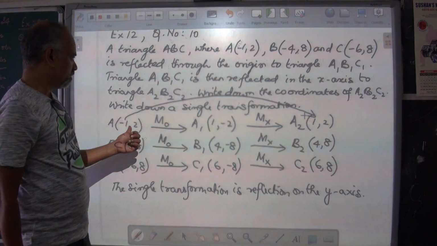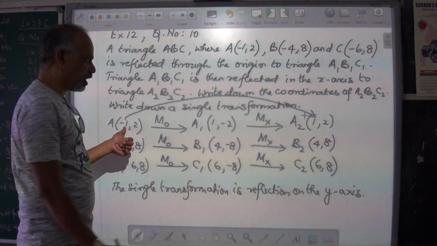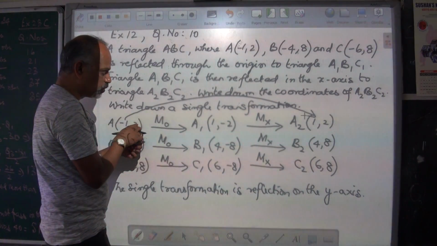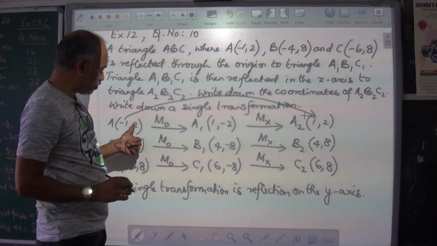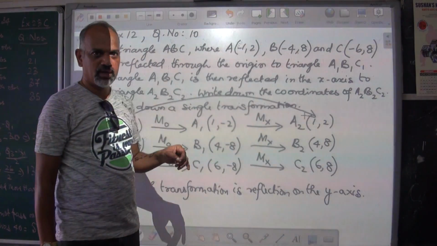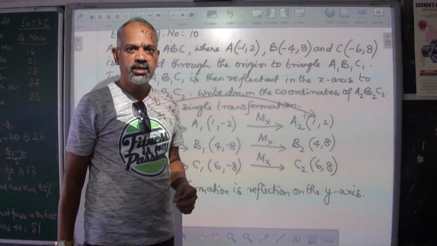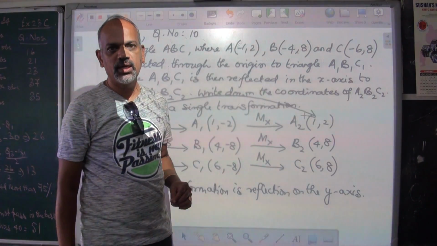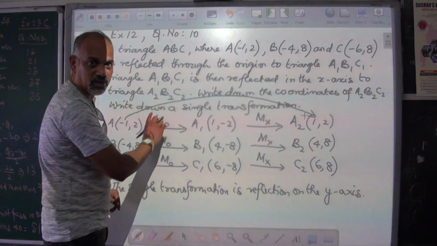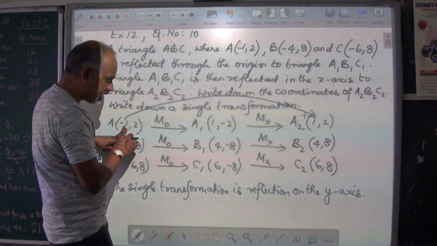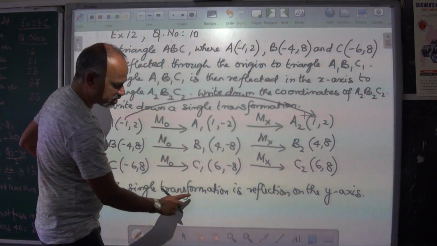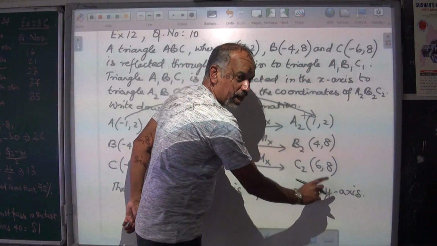Okay. So look at the change. Minus 1 has become 1, means sign of x has changed, and 2 is the same. So no change of the y coordinate, only x coordinate sign has changed. Now when does x coordinate sign change? Is when you reflect a point on the y-axis. So the single transformation or the single reflection is reflection on the y-axis because x coordinate sign alone has changed. Therefore, the single transformation is reflection on the y-axis.